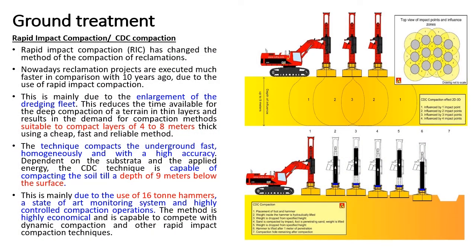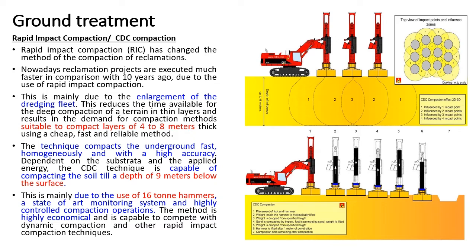Next, we have dynamic compaction, or RDC. It is also called rapid impact compaction, RIC. This method consists of placing the foot on the marked location. After positioning, the hammer is released from the lifting frame to be able to move freely during compaction.